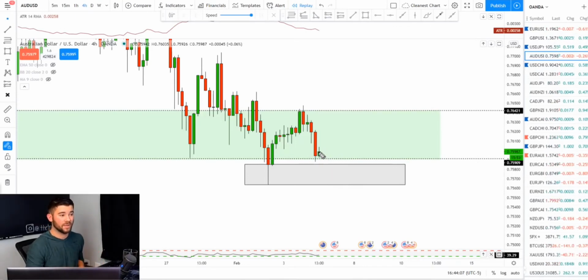The only thing I don't want to see is a candle close down here. But if I get the touch of this zone, followed by a green candle, I'll be going long here on the Aussie dollar based on that. So that's what I'm looking for on the Aussie dollar.